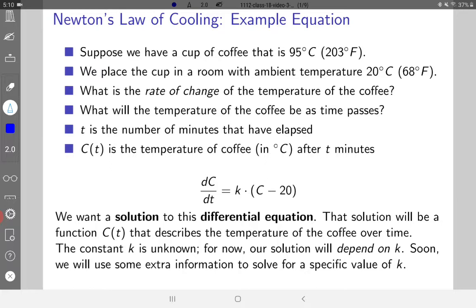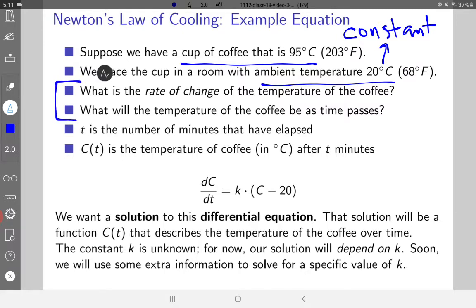So just as a quick reminder, the scenario we're investigating is that I have a hot cup of coffee that's 95 degrees Celsius, or close to boiling, and we place it in a room with an ambient temperature of 20 degrees Celsius, and we are going to assume that that ambient temperature is constant, that it's not changing. The overall goal is to explore how the temperature of the coffee changes over time, how it cools off towards room temperature as time passes.